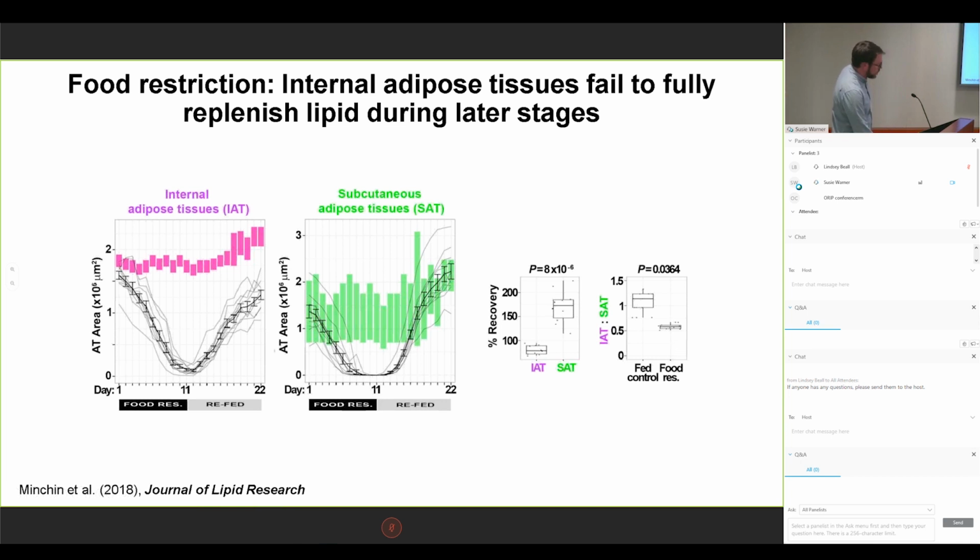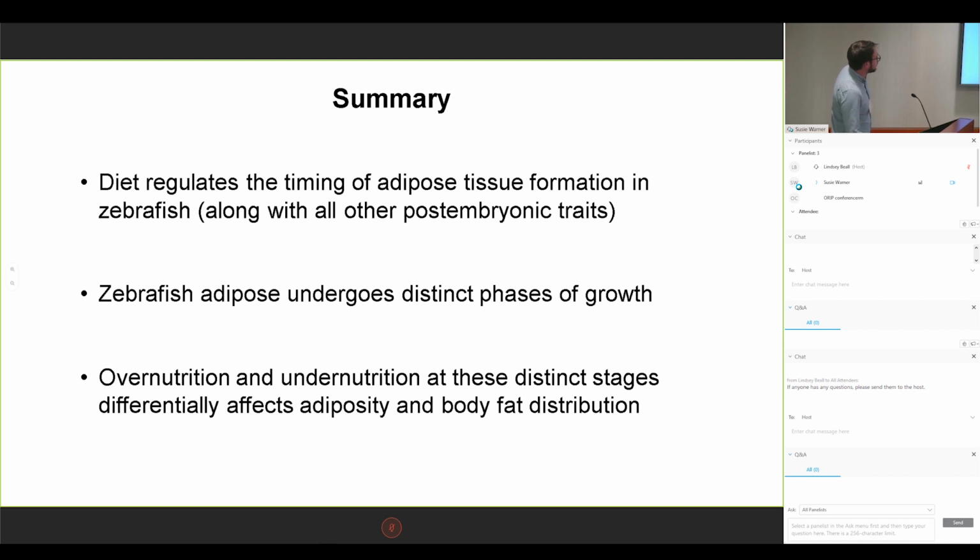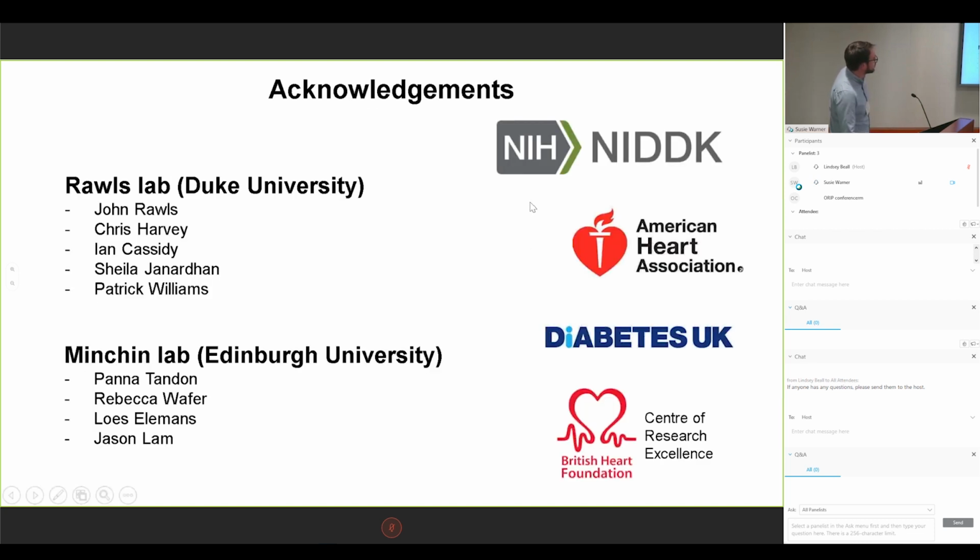So basically, what I'd like to emphasize is that in zebrafish, adipose develops in these two different phases, and if you manipulate the diet during these distinct phases, you get different responses. And so I'll just leave it at that. And a lot of this work was done in John's lab. Okay, thank you.